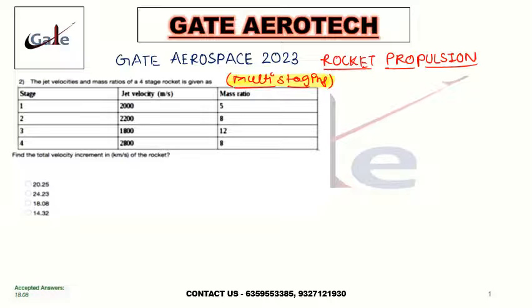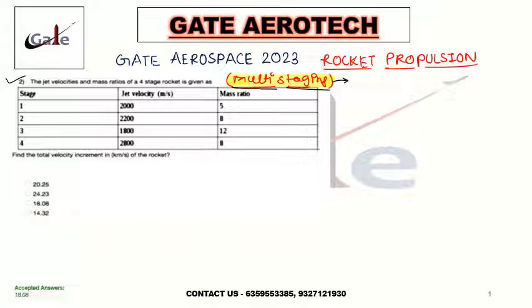In this lecture, we will discuss one question of rocket propulsion. The topic is multi-staging, a very important topic in rocket propulsion. Many times they have asked a question from multi-staging for 2 marks. Say we have a two-stage rocket, and in that we have a change in velocity. Then what will be the total velocity? This kind of question they have asked.